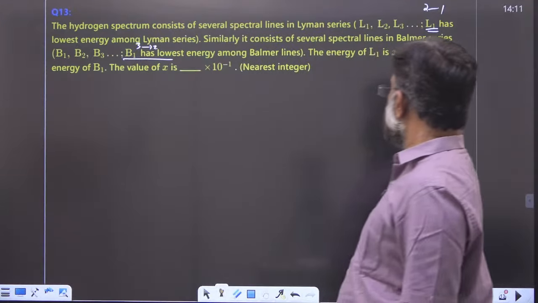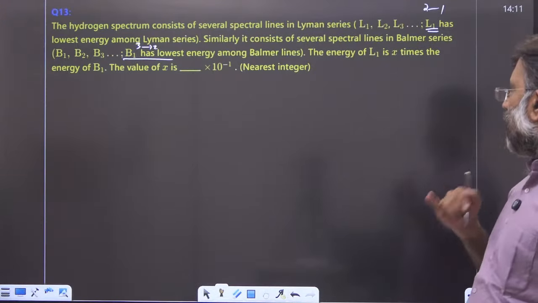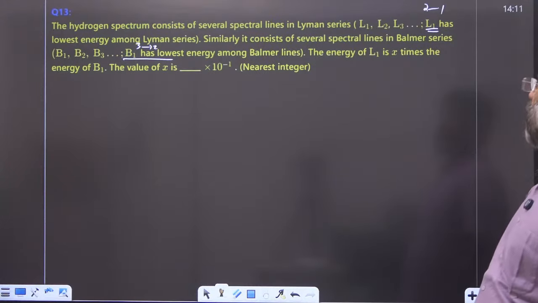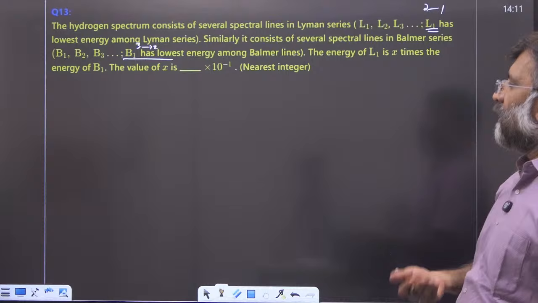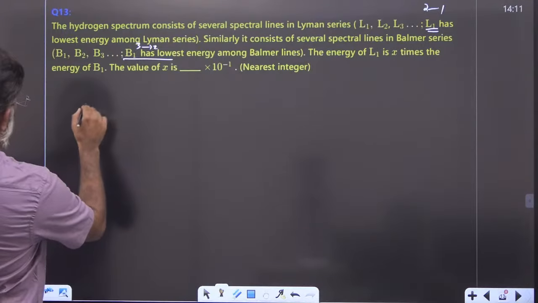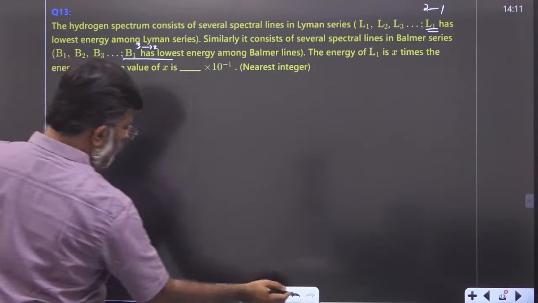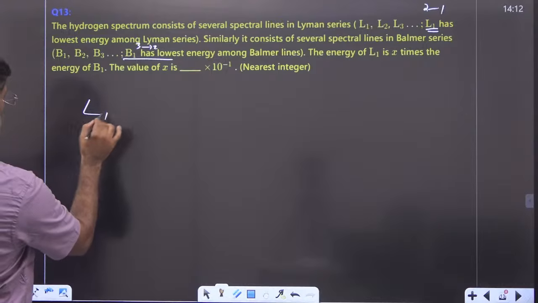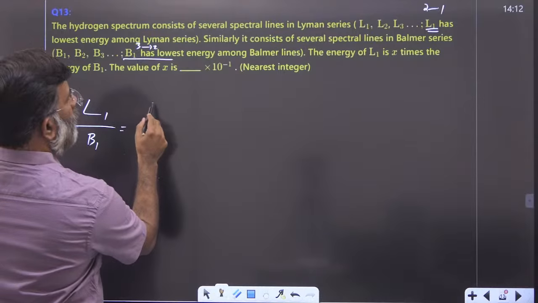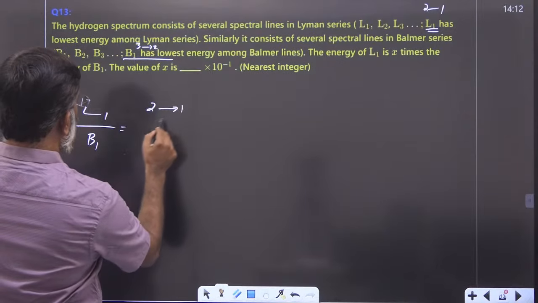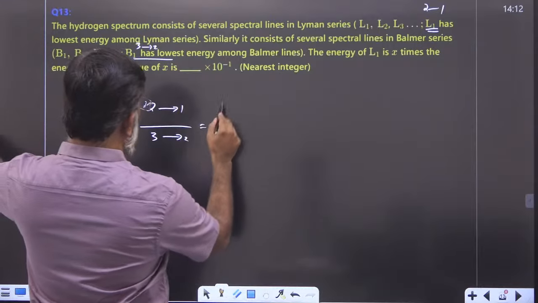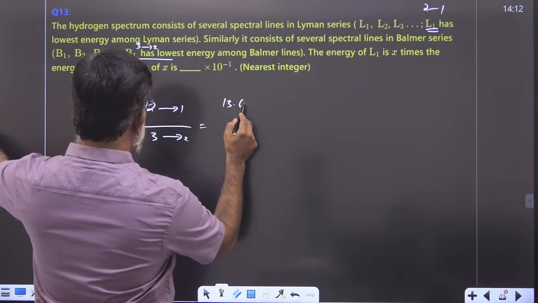Lowest energy. The energy of L1 is X times that of B1. What is the value of X is the question. So L1 by B1, that means the transition from 2 to 1 and 3 to 2. So that will be 13.6.